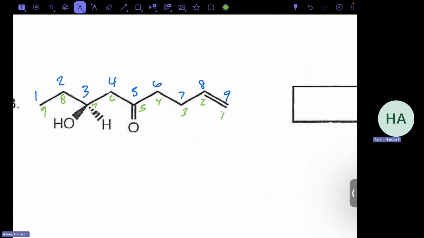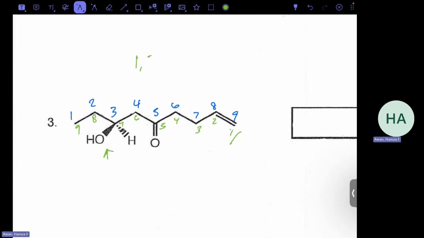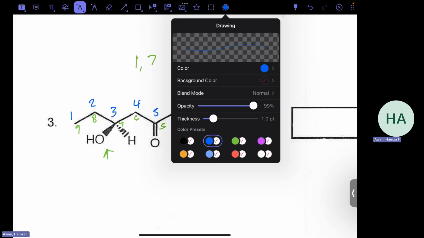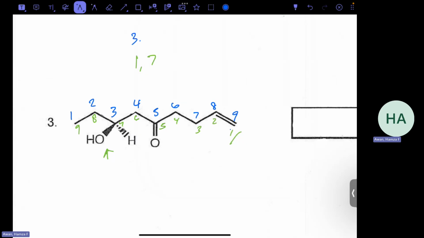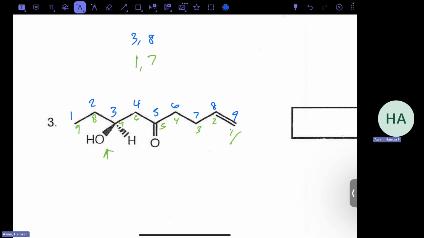So now let's look at the substituents. We have the alkene substituent right here, and we have the alcohol substituent, right? With the green numbering, it's going to be at 1, 7, whereas for the blue numbering, we have them at 3, 8, right? So because the green numbering has a lower numbering, we're going to be using the green numbering as our chain.